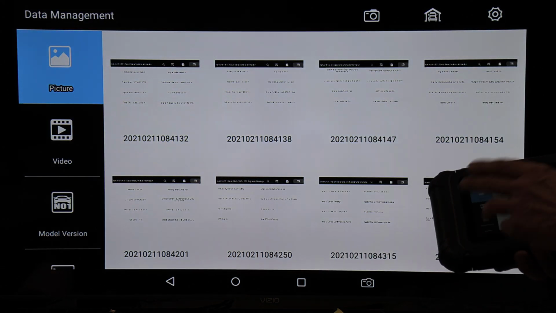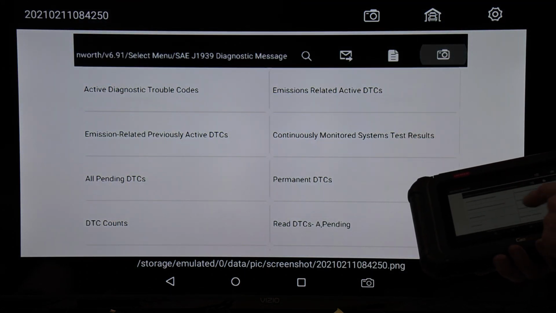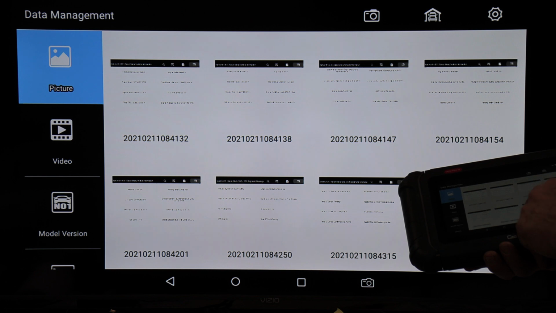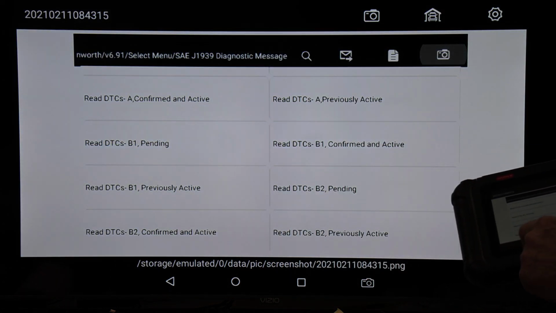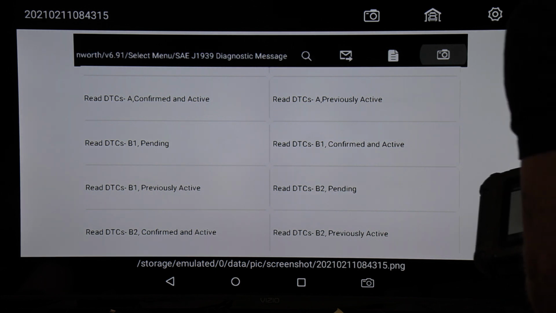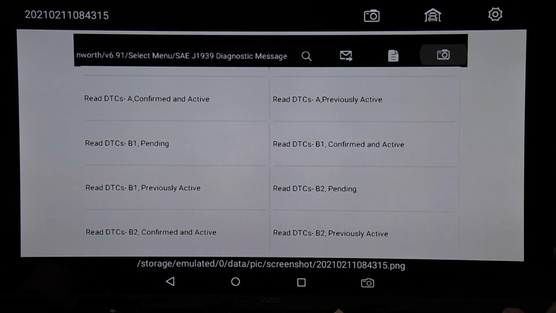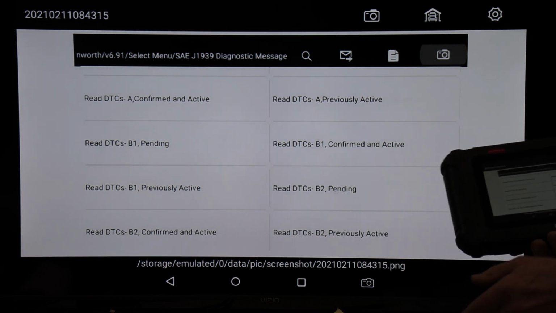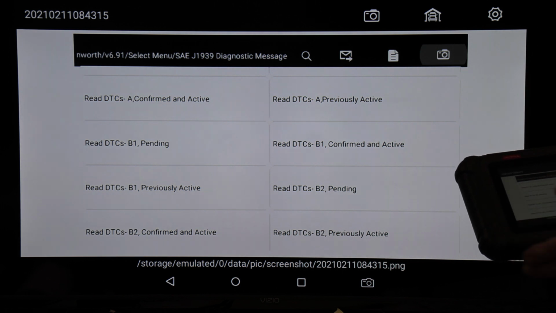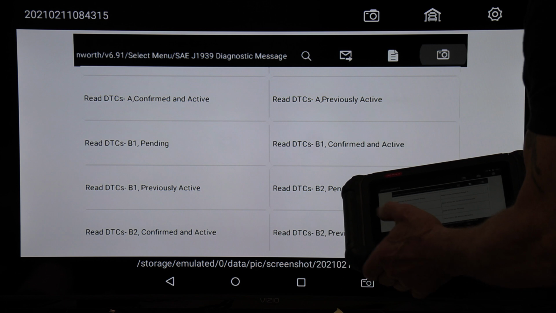So now I'm losing track. I hope I didn't revisit something. Yes, I did, sorry about that. Go to the next one. Previously active. Pending. Me personally, if I was on that vehicle, I'd be hitting every one of those buttons just to see what I was coming up with. Only takes a few seconds. Buttonology.